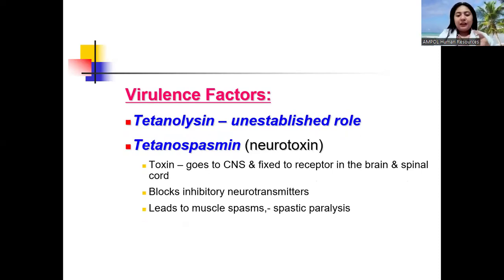Tetanus toxin is the neurotoxin that goes to the CNS and fixes to the receptors in the brain and spinal cord. It blocks inhibitory neurotransmitters, which leads to spasms. When there is neurotransmission, there will be contraction, but we also need inhibitory signals so that we don't keep contracting. Tetanus toxin's action is to inhibit the inhibitory neurotransmitters.